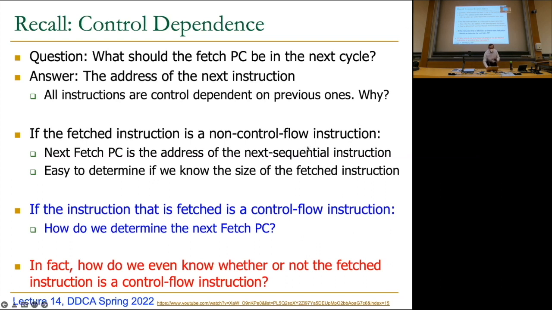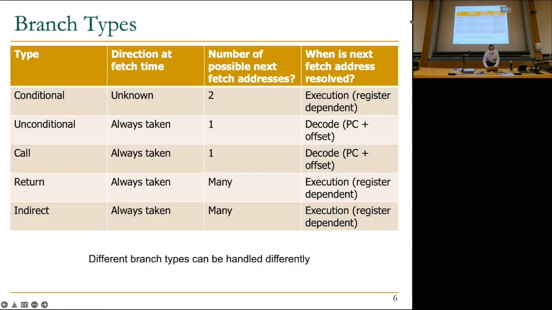Okay, so we're not going to tackle the instruction size problem. We're going to assume fixed size instructions, but we're going to tackle the branch control flow instruction problem. What is the next fetch PC and how do you determine that? So for this you need to recall the branch types also. There are different branches: conditional branches, unconditional branches, calls, returns, and indirect branches. This is a classification of the branches. And the key is different branch types can be handled differently.